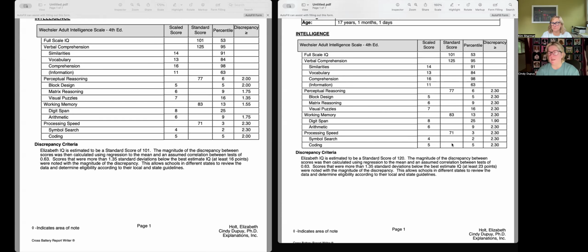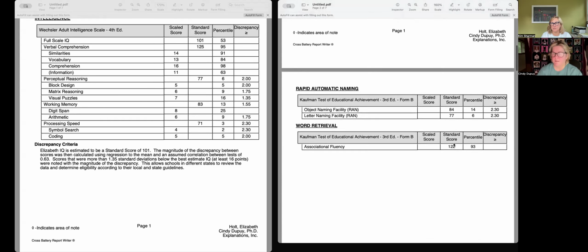So to say that she simply has an average IQ is to misrepresent her gifts and her weaknesses. Does that make sense? Yeah, this is pretty interesting.